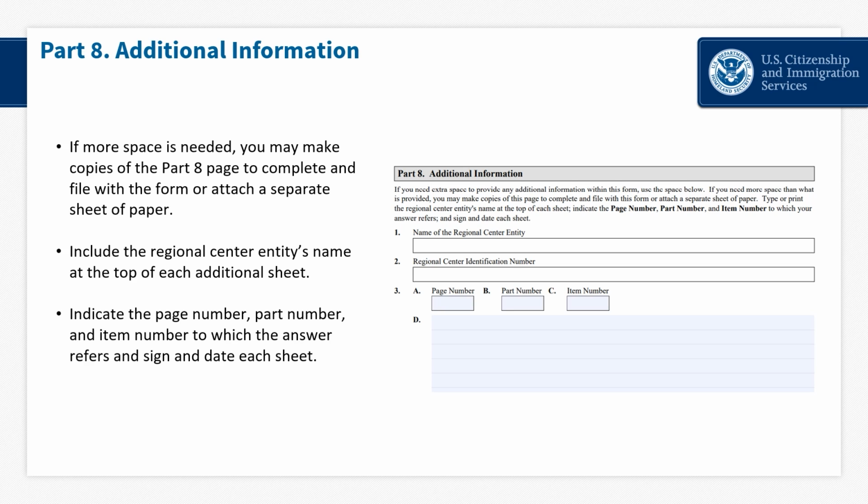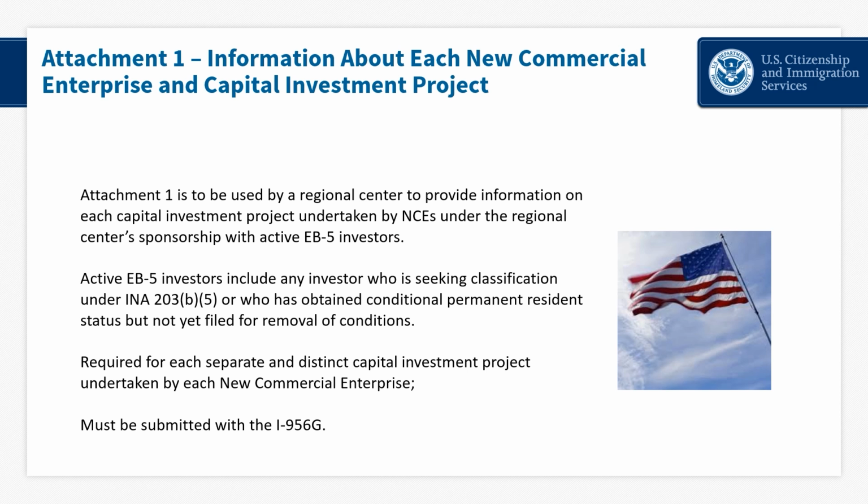If more space is needed, regional centers can make as many copies of Part 8 to provide additional information and file with their application. Regional centers should provide their regional center name and regional center identification at the top of each copy they submit. Attachment 1 is an additional part of a regional center's annual statement that was not previously part of the prior Form I-924A.